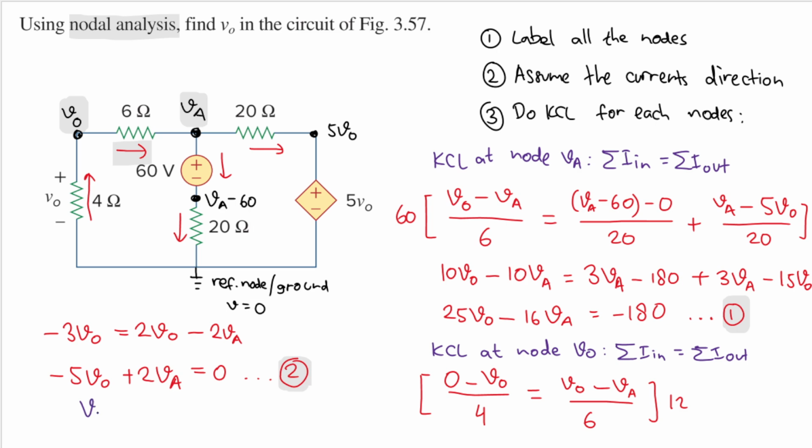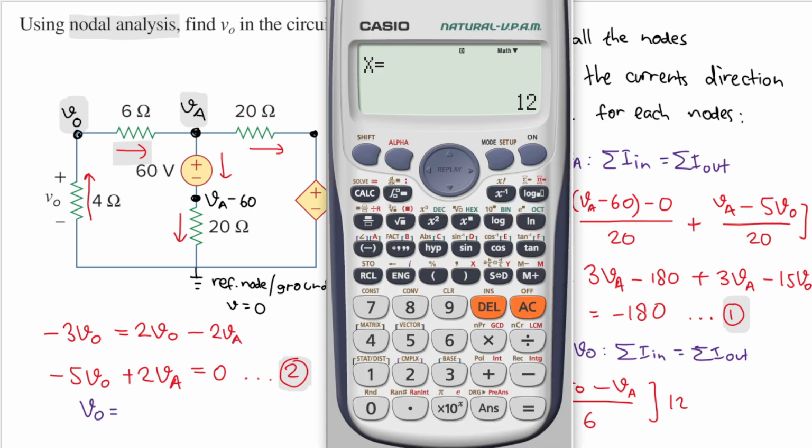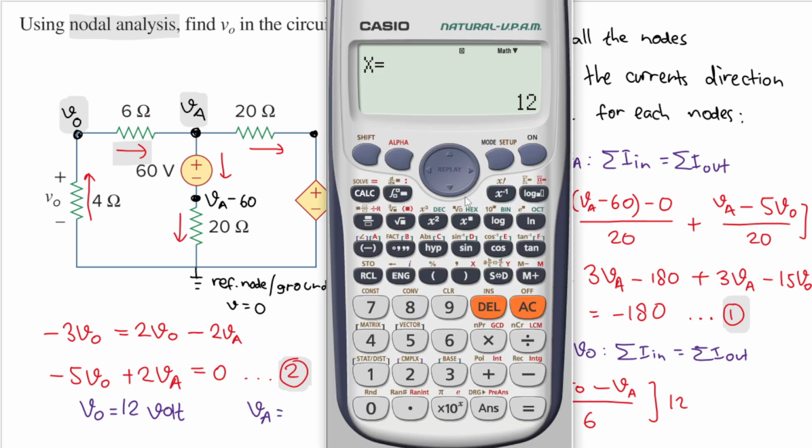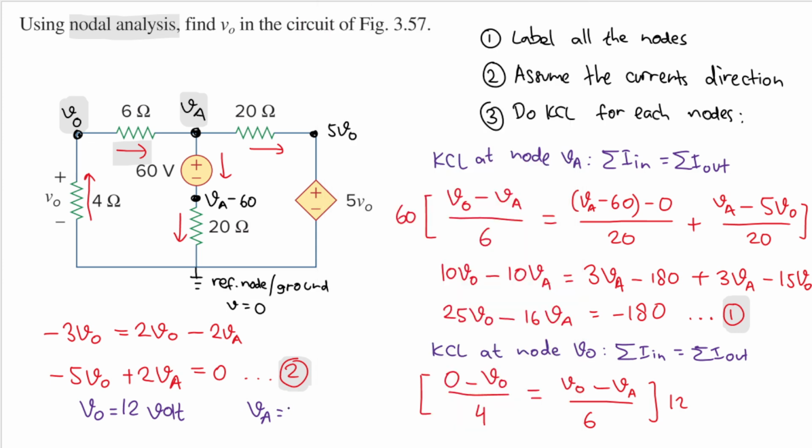Good. So we will have the value of the x, which is the V0 here. So we will have V0 is equal to 12 volt. And then VA will be the Y value, which is 30 volt. Okay, and what does the question ask? The question asks about V0, so we already get the value of V0, which is 12 volt, right? So we will have this one here as our final answer.